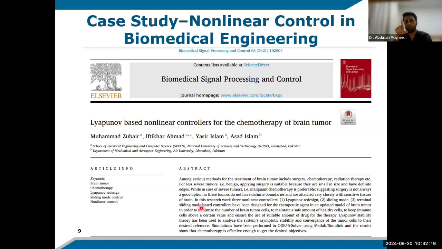Okay, if I want to work on this kind of system, well, here's the person who worked on this domain, and it says that the Lyapunov controller is the best, so I would use that. Okay, so in order to minimize the number of brain tumor cells, to maintain a safe amount of LD, to keep immune cells above a certain value and ensure the use of a suitable amount of drug for therapy. So you're providing chemotherapy. If there's a brain tumor in the system, you're providing the chemotherapy. Well, how much chemotherapy should be applied for how much duration? This decision is not easy to make.